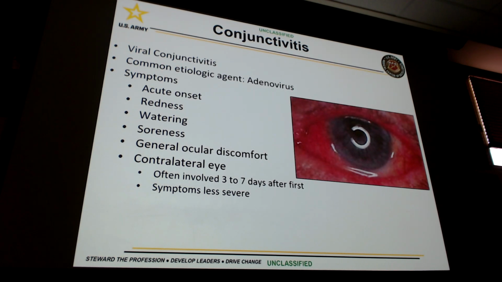Okay, first type of conjunctivitis that we're going to talk about is viral conjunctivitis. You will see this a lot, again, especially if you're at an AIT base. Very, very contagious, right?